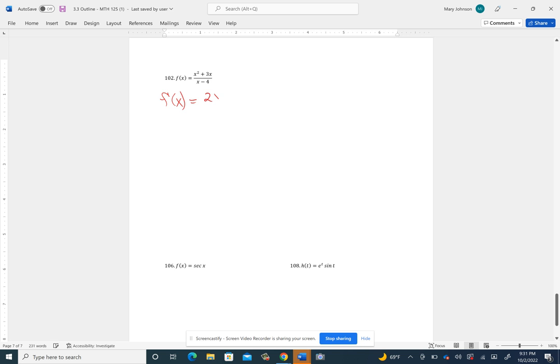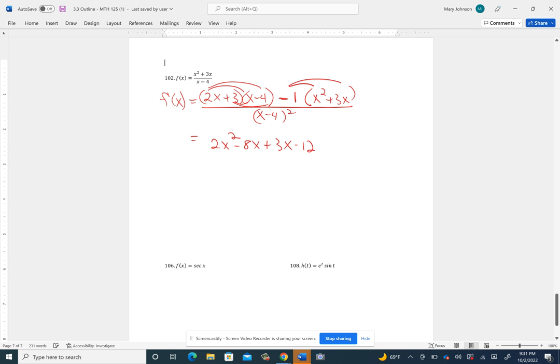So I do the derivative of the numerator, which would be 2x plus 3, times the denominator as is, minus the derivative of the denominator times the numerator as is, all of that over the denominator squared. So in the numerator, I'm going to FOIL this out, get 2x squared minus 8x plus 3x minus 12. Distribute the negative 1 on that second binomial, get minus x squared minus 3x, and all of that's over x minus 4 squared.